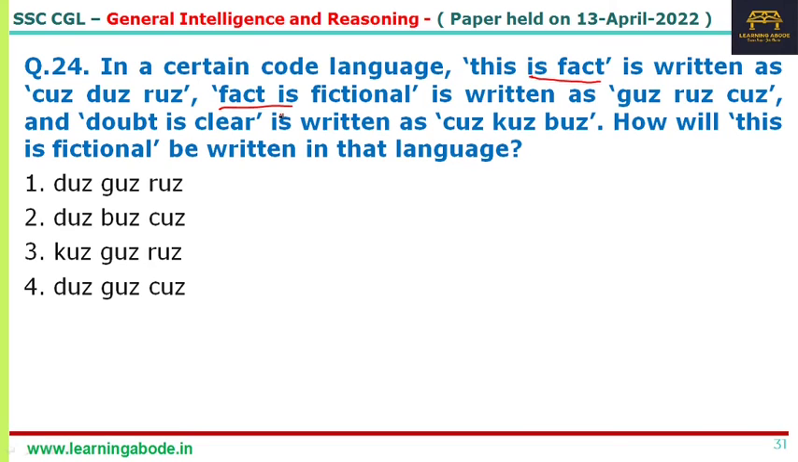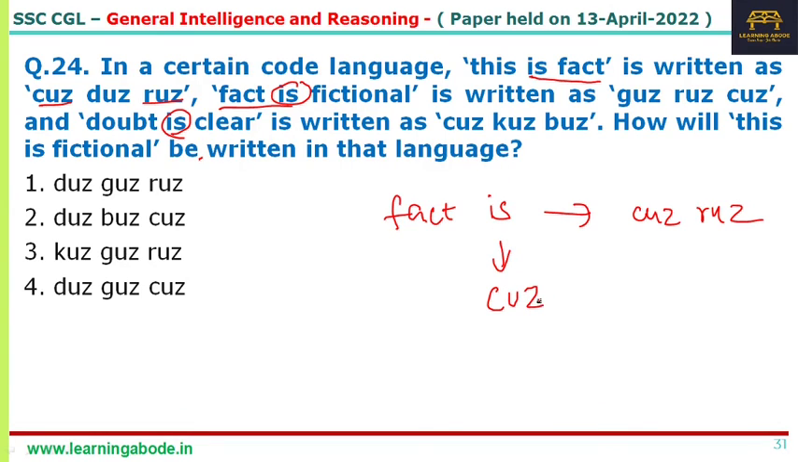So what is common in terms of coding language? Cus and rus are common. So we can say "fact is" means cus and rus, though we don't know which is which. So let's take the second and third statements: "fact is fictional" and "doubt is clear". "Is" is common. In the coding language, cus is common. So we can say "is" means cus. In that case, fact will stand for rus.